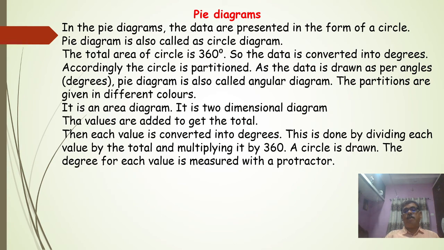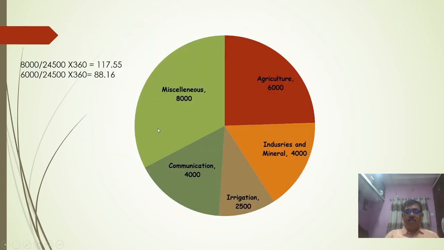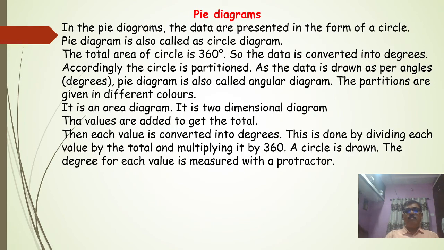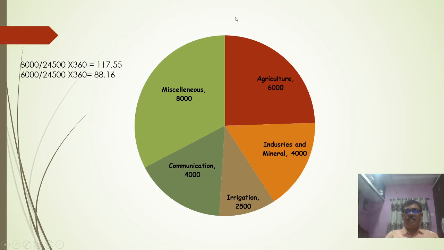Then the next one is the pie diagram. It is the most popular diagram, which you might have seen. In the pie diagram, the data are presented in the form of a circle. In this manner the pie diagram is shown in the form of a circle, and the pie diagram is also called a circle diagram. The total area of the circle is how many degrees? 360 degrees.